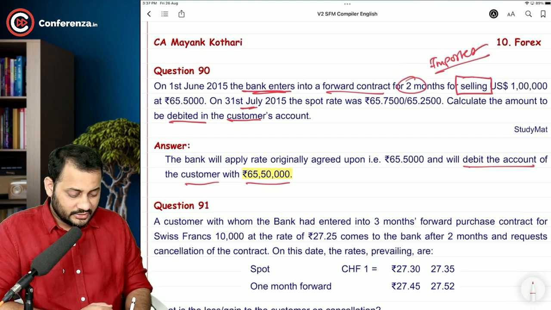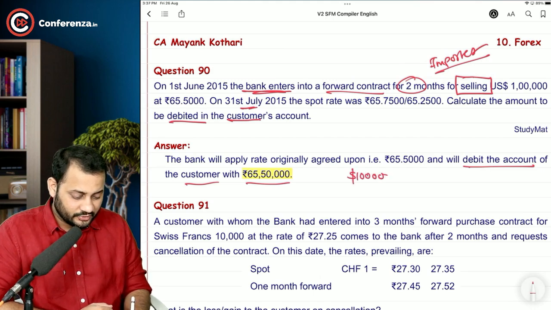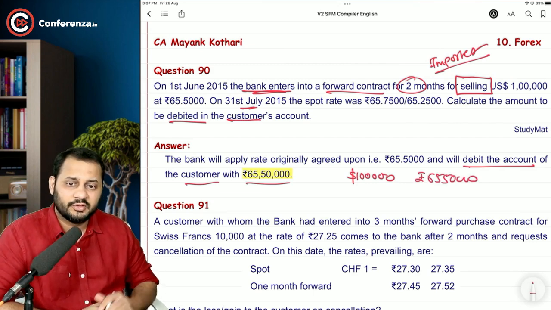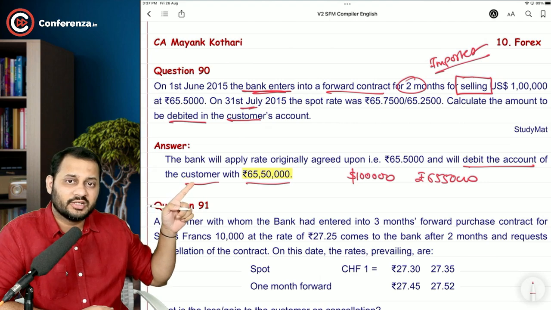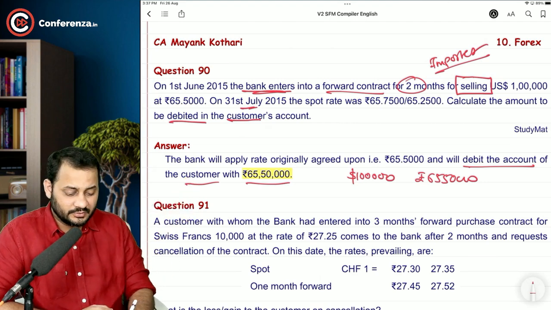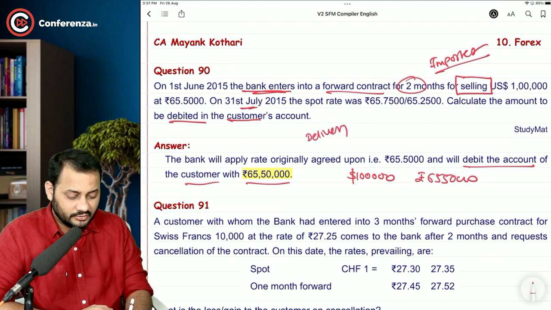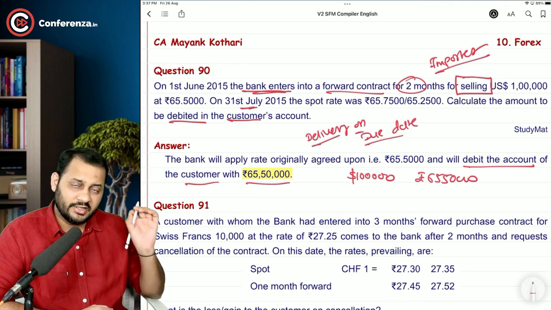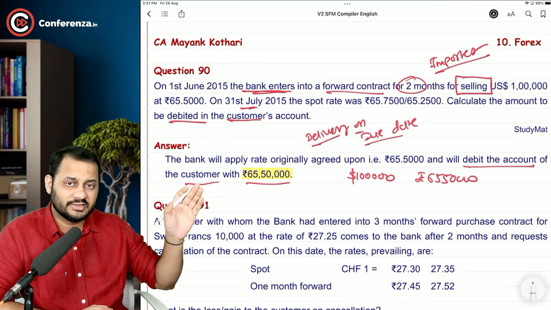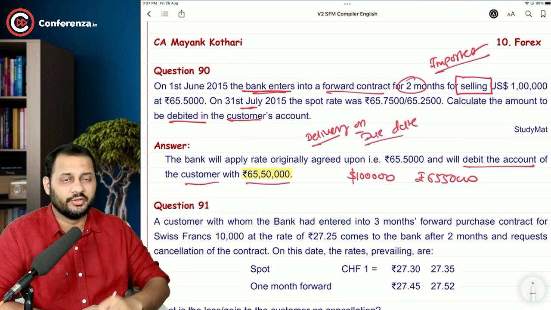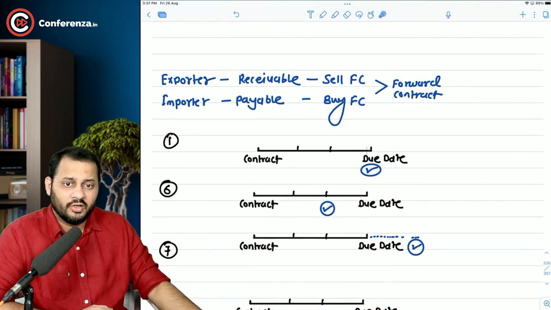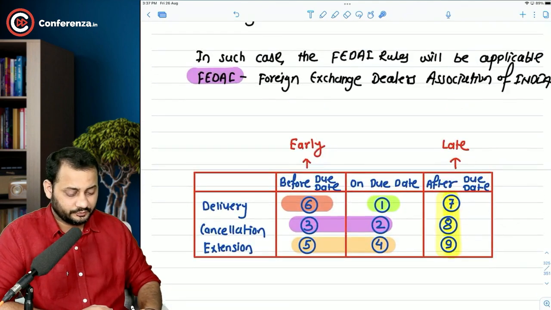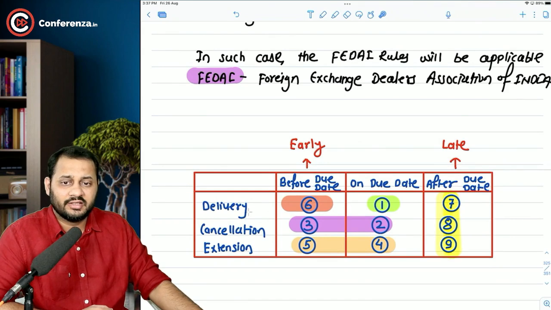See, to the customer's account, he will get a credit of $1 lakh because he wants to buy it, and he will get a debit of 65,50,000 rupees. Debit means the bank has taken money from the customer's account. This is a simple question of delivery on due date. That means honoring the contract on due date. The importer agreed to buy the foreign currency from us and he is buying it on the due date. So it was this question. Whatever he has agreed, he is doing exactly the same. Simplest of the question.